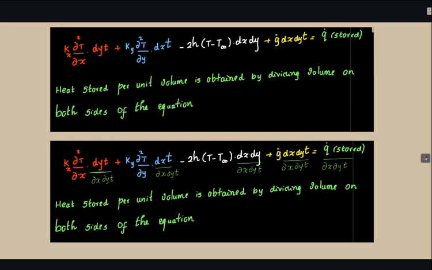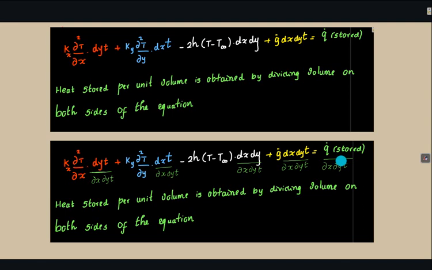If I divide the left side and the right side by volume, ∂x into ∂x becomes ∂x squared. dy thickness cancel each other out. Similarly, ∂y into ∂y becomes ∂y squared in the denominator. dx t and dx t cancel each other out in the numerator and the denominator. And similarly here, dx dy goes away, and you will be left with the thickness. Similarly, the volume term completely disappears. And here you get the quantity of heat that is stored per unit volume. That's what you'll be getting here.